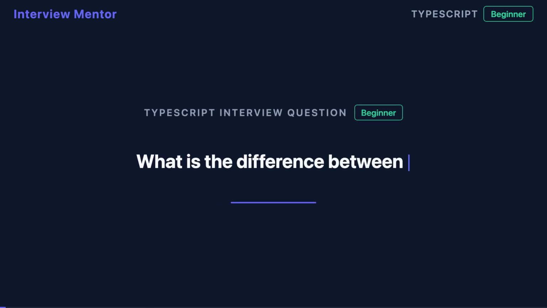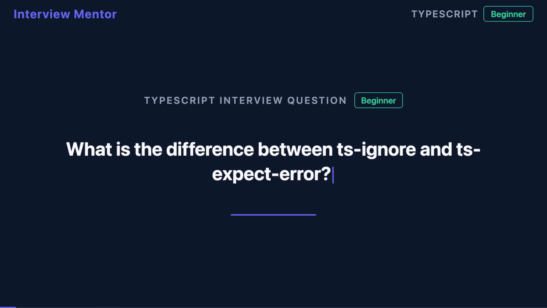Using TS-ignore might seem convenient, but it's hiding a maintenance time bomb in your codebase. Here's why TS-expect-error is the better choice.